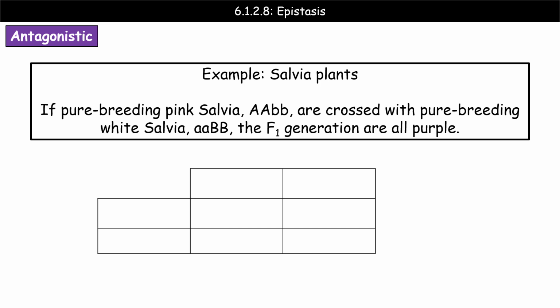Now, salvia plants are possibly flowers that you have growing in your garden. They're quite common in the UK. And what we find is they have basically three different colours. So we'll have purple flowers, pink flowers, or white flowers, depending on which particular alleles we actually have present.